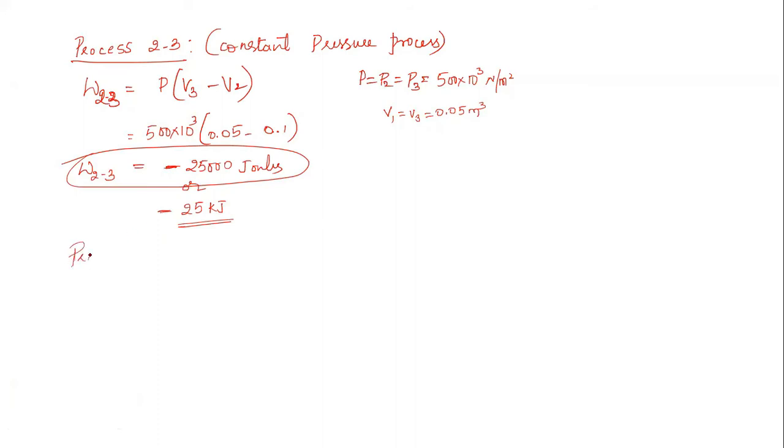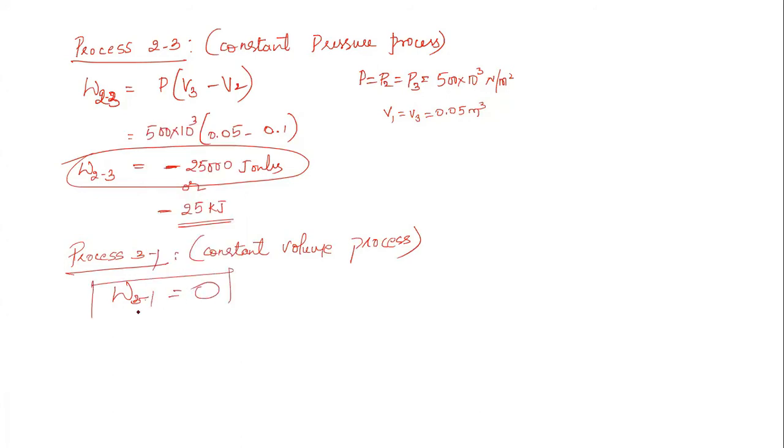The last process is process 3 to 1. Process 3 to 1 is a constant volume process. You are familiar with the constant volume process. What is the work done for a constant volume process?